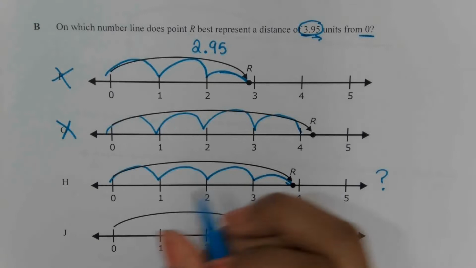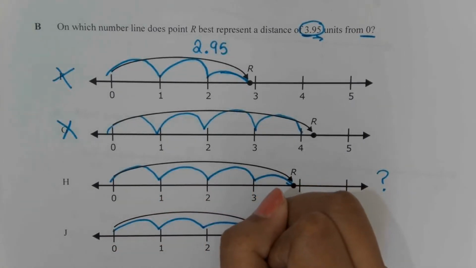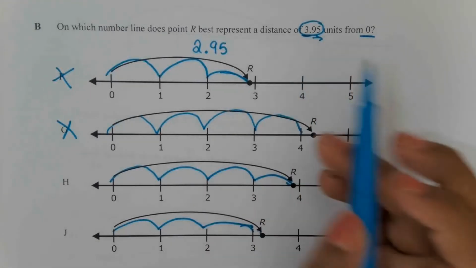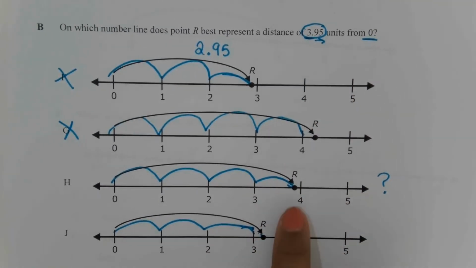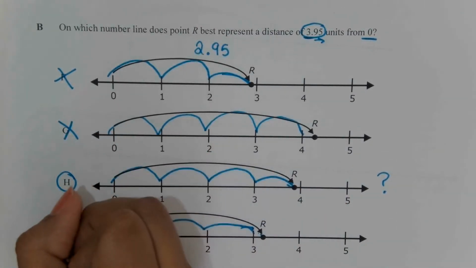Now let's look at J. This is 1, 2, and 3, and a little bit past 3. Well, I know 3 and 95 hundredths should be super close to 4. So between H and J, H should be correct.